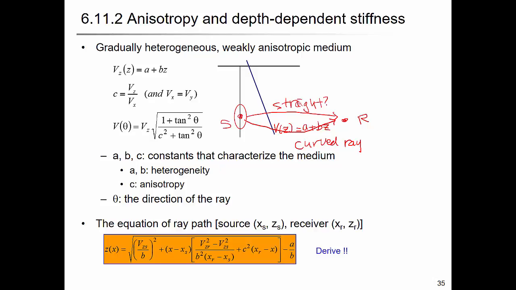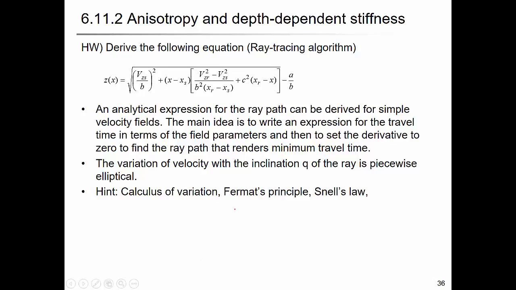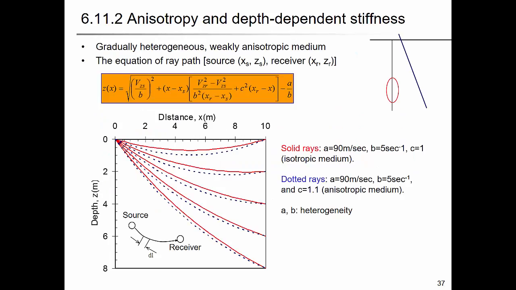And here, theta is, this is the theta. So for example, if the ray goes in this direction, sorry about that, the theta is here. Source. And then the equation of the ray path from source to receiver can be derived as this equation, and this is the homework: to derive this equation. The analytical expression for the ray path can be derived for a simple velocity field. Let me explain the next slide first.